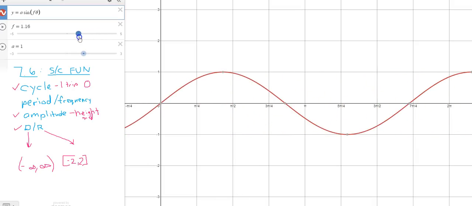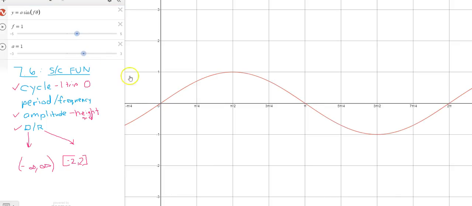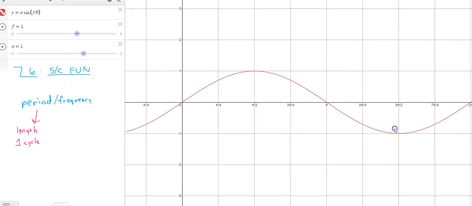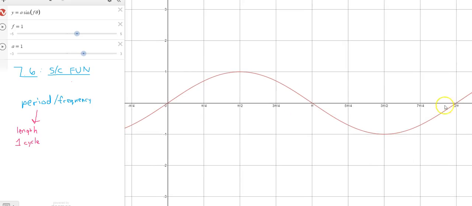So let's be a little specific and talk about this. So right now, the period is 2 pi, because the period, here's our definition of period, it's the length of one cycle. So in the case of here, one cycle, I start at 0, I go up, I come back down, and I finish back to where I was. That took place over the course of 2 pi, and we've been talking about that for a while.